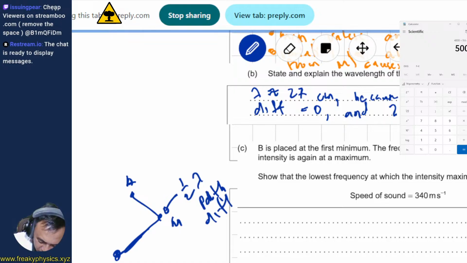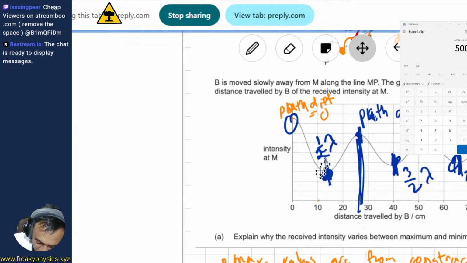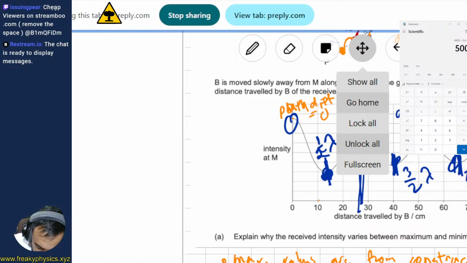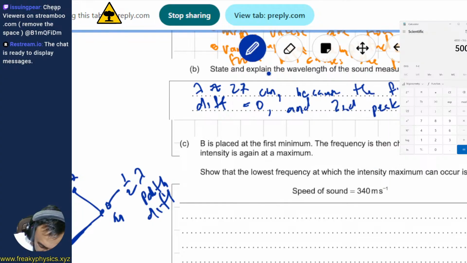In other words, if we look at the graph, B is positioned here. All right, so let's just continue. We know a couple of things here. Now, what's happening here is currently we have a frequency 1 wherein this leads to a minimum, right? And then you change from frequency 1 to frequency 2, which leads to a maximum.